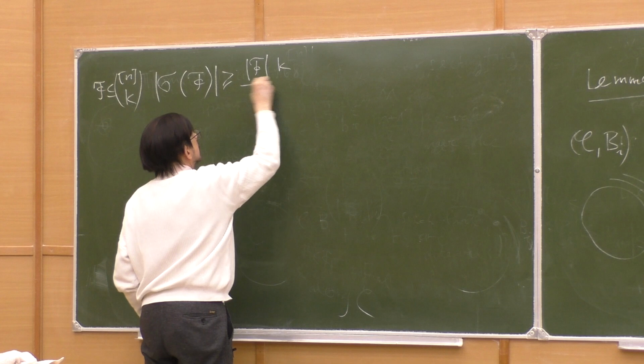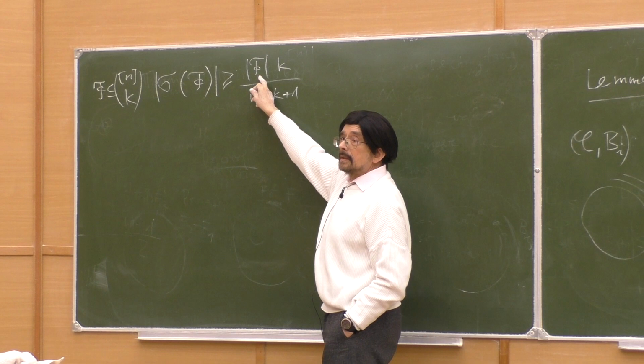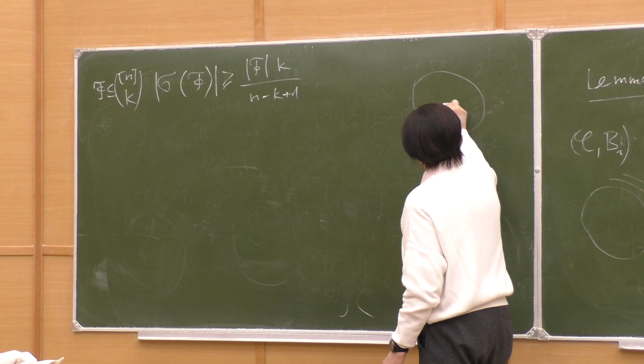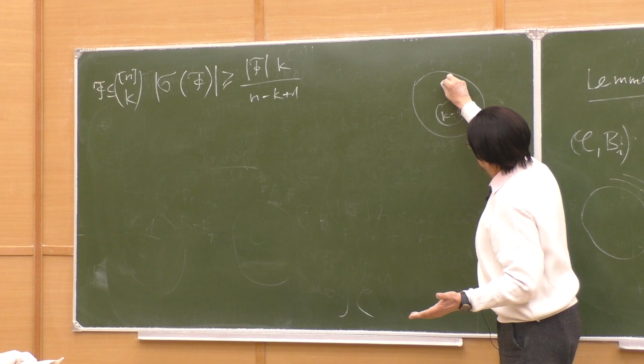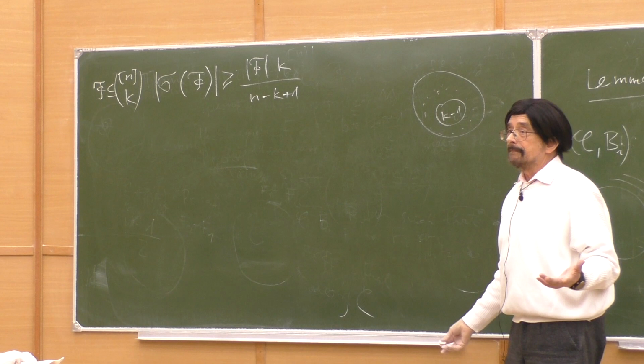I repeat the proof because there are some people who were not here in the first class. So for each member, each k element set, we can delete one element in k different ways. But in this way, we can obtain the same k minus 1 element set many times. At most, how many times? As many times as we have an element outside. Because if the k element set is this one plus a point, then we obtain this one. And this number is m minus k plus 1.